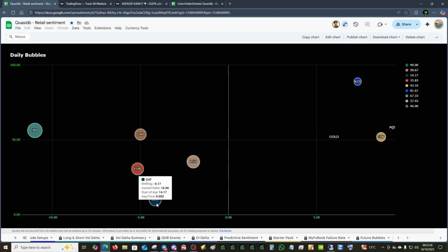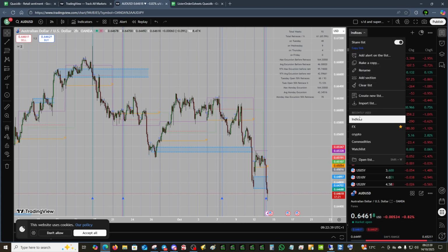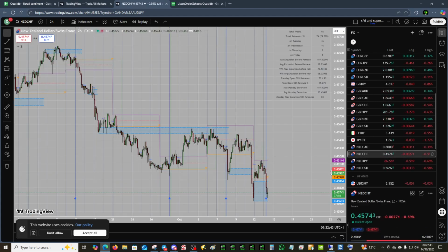Kiwi Swiss, right? So we're looking for Kiwi Swiss for a sell. That's weak, that's strong. I don't know. Let's have a look. Indices, FX, New Zealand dollar, Swiss. Yeah. I mean, what's that time? We would have opened it up at 2 o'clock in the morning. And we have really fallen since.